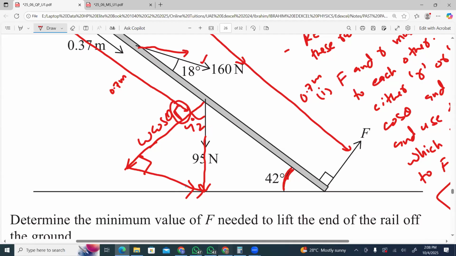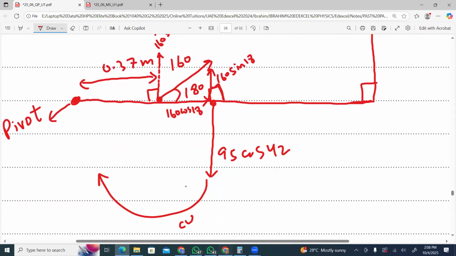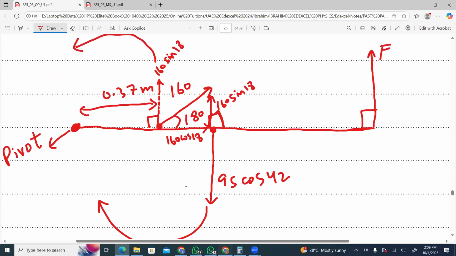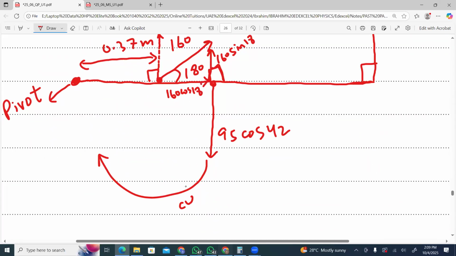If you see here, the weight of 95 newtons itself is not at 90 degrees, but its component, W cos theta, definitely is at 90 degrees to the distance. Therefore, I am choosing 95 cos 42 here as the component of the weight, because whatever the angle here, you need to transfer this angle here. So now this pair is also at 90 degrees to the distance, which is 0.7, and it is making a clockwise pair.